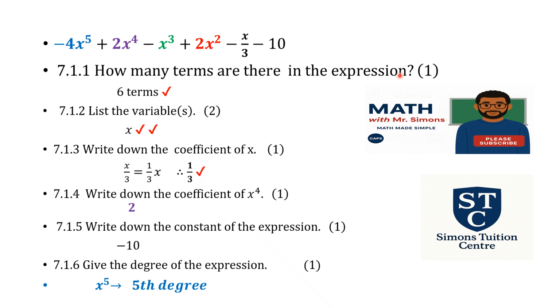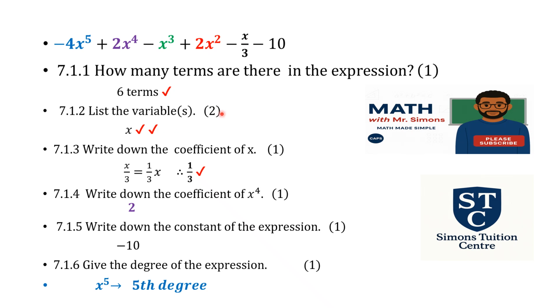So again, how many terms are there in the expression? There we have minus 4x to the power 5, then a plus sign, 2x to the power 4, then a minus sign, x cubed, then a plus sign, 2x squared, then a minus sign, x over 3, minus sign, 10. If terms are separated by plus and minus signs, I have 1 plus 2 minus 3 plus 4 minus x over 3, 5 minus 10 gives me 6 terms. So all in all, I have 6 terms in that expression.